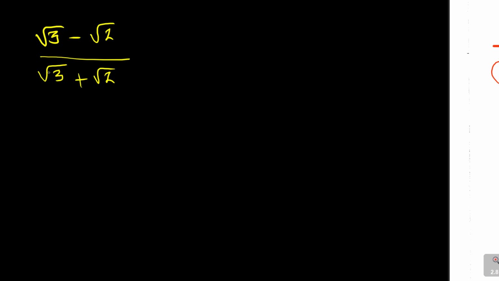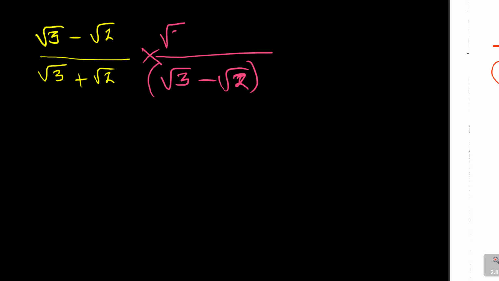If it's root 3 plus root 2, you say times, and then you have the same root 3, but it's minus root 2. So it's a difference of two squares here. You interchange the sign. So what you do on the top, you do at the bottom. Root 3 minus root 2.